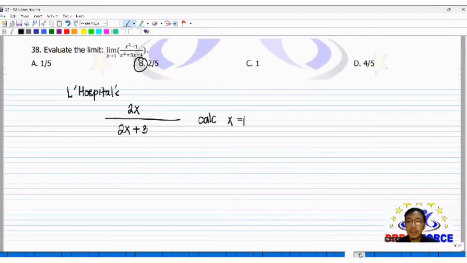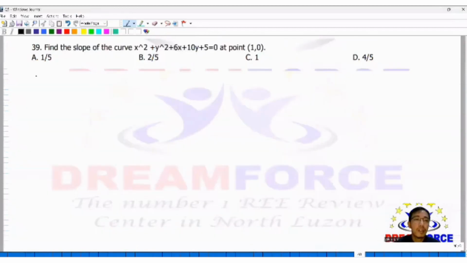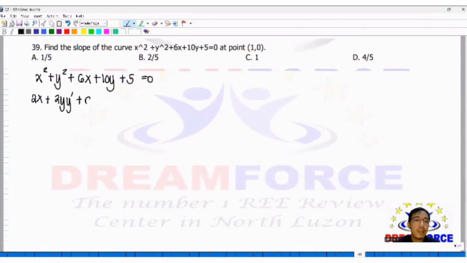Okay, next, number 39. Kaya natin matapos itong DC. Find the slope of the curve x squared plus y squared plus 6x plus 10y plus 5 is equal to 0 at point (1, 0). Gamit po tayo dito ng implicit differentiation. So derivative ng x squared is 2x. Derivative ng y squared is 2y, y prime. Plus derivative ng 6x is 6. Derivative ng 10y is 10, y prime.